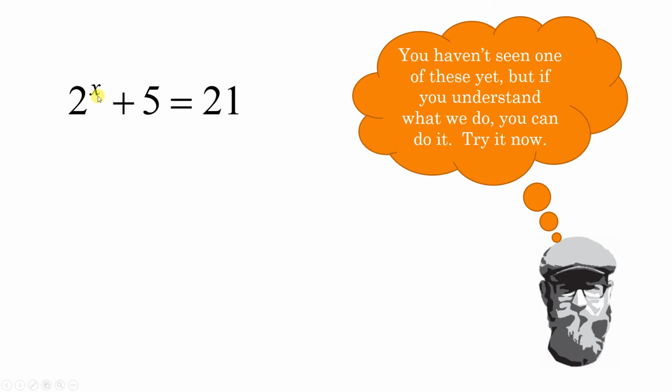Like right here, 2 to what power? This is an exponent. This means I'm multiplying 2 by itself a number of times, and then if I add 5 to that, I get 21. I'm actually not going to do this problem in this video. I want you to try it, and leave me your answer or any questions in the comments below.